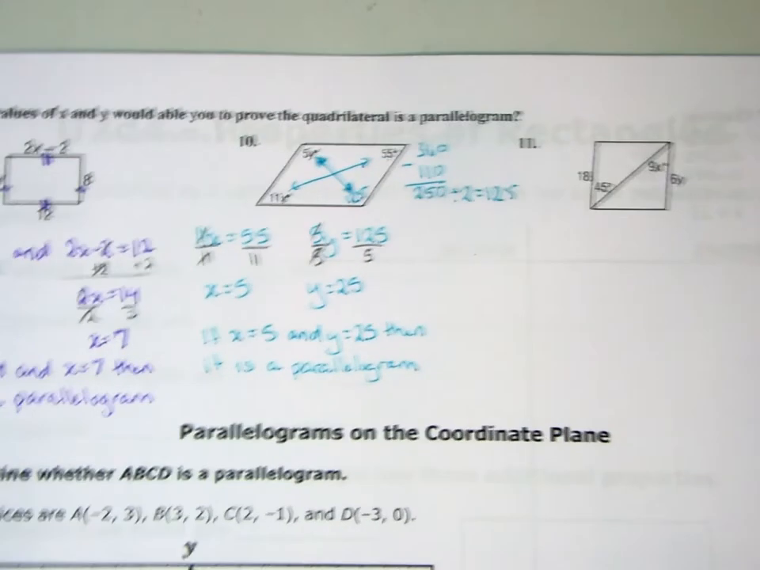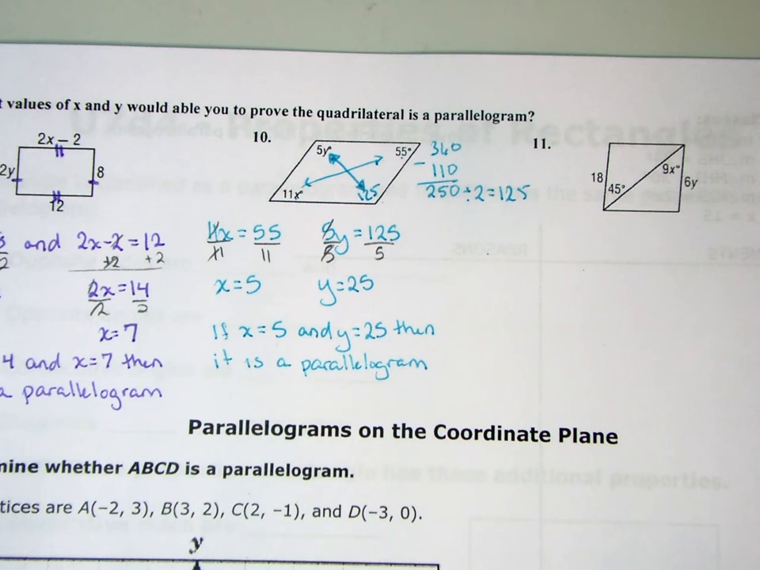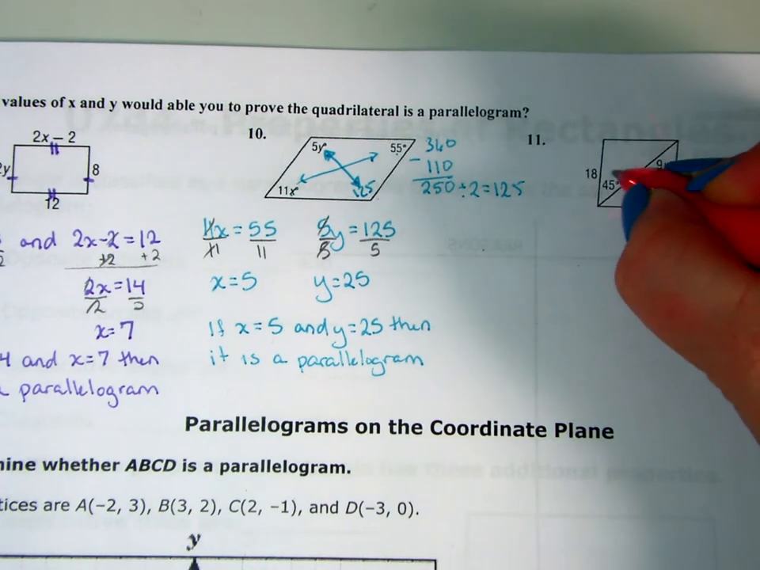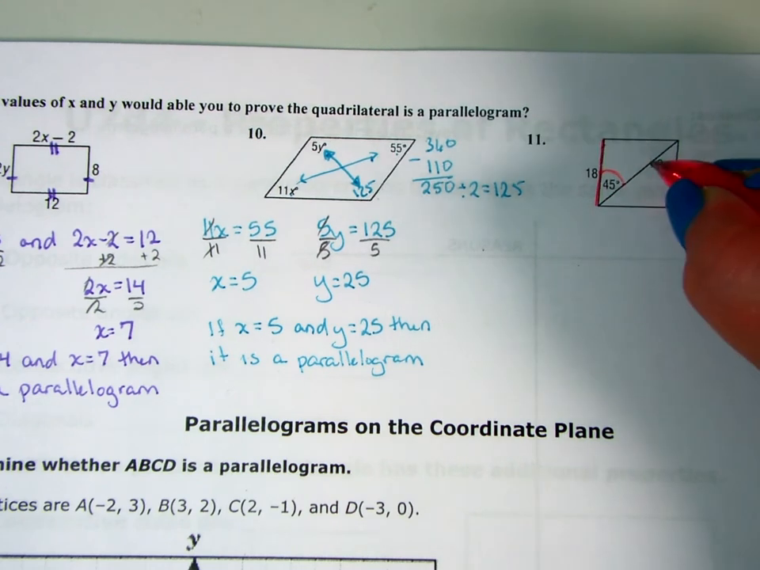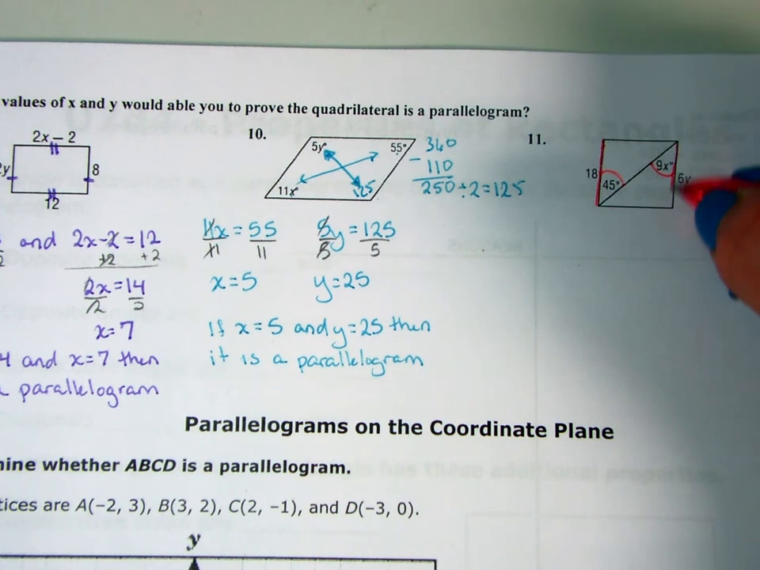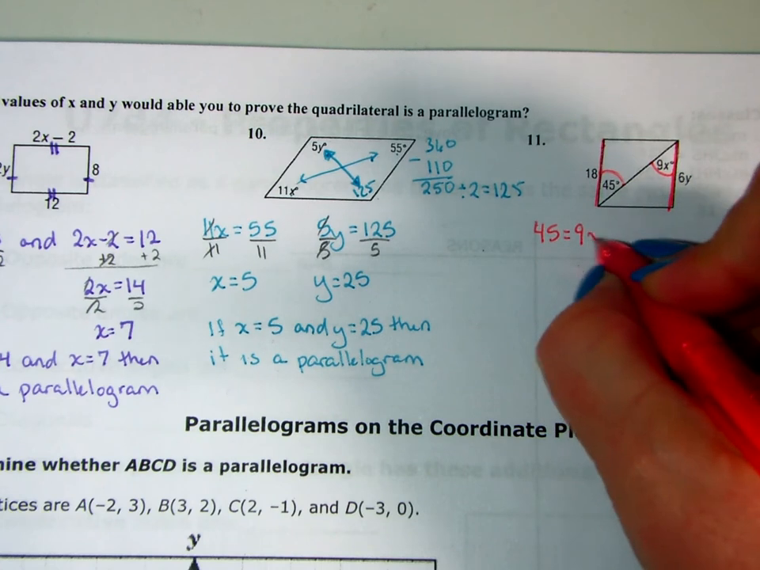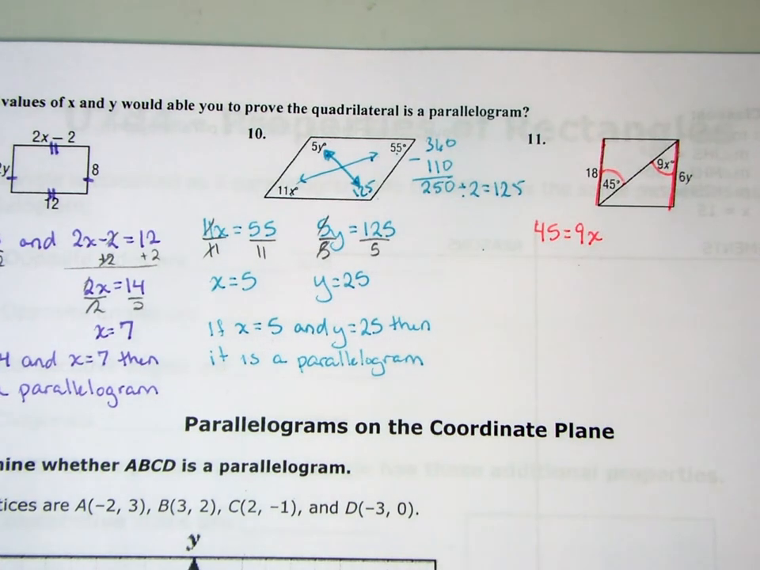Alright, number 11. Which theorem do you think we're going to try on number 11? Theorem 1, both pairs of opposite sides are parallel. So I can show that if I look at this angle here that has the 45, which touches the transversal and this side, and this 9x, which touches the transversal and this side. So I know that if the 45 is equal to the 9x, then I know that those two sides are parallel. But I don't have any information to be able to prove the top and the bottom are parallel. I can only prove the left and the right are parallel. So number 1 is not going to help me for this one.